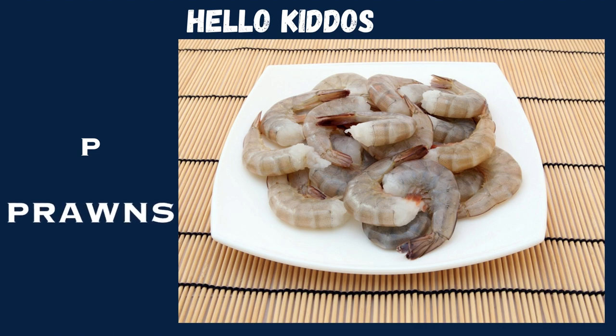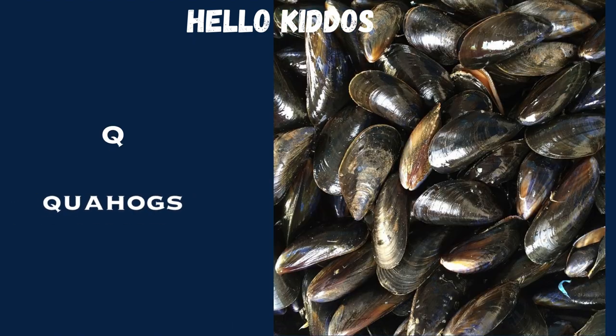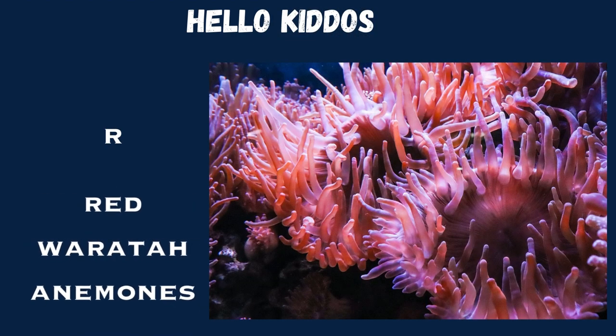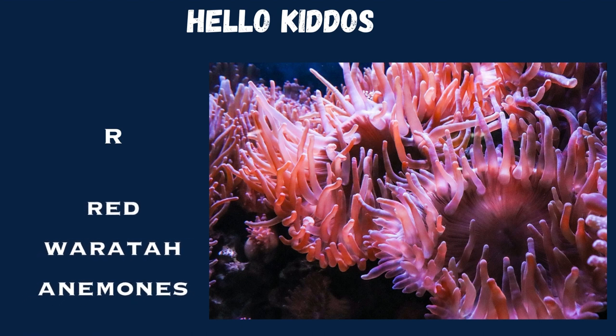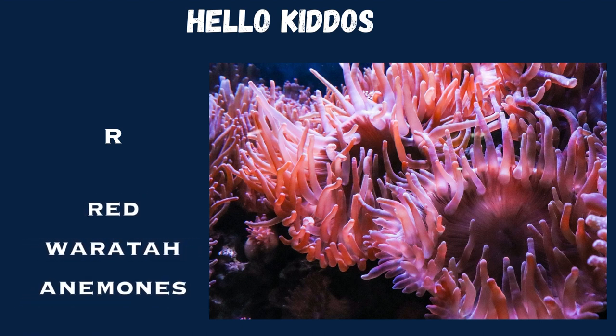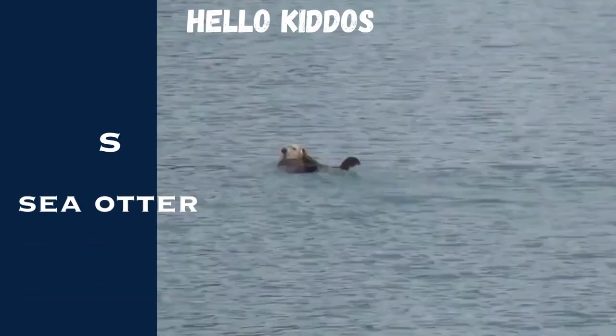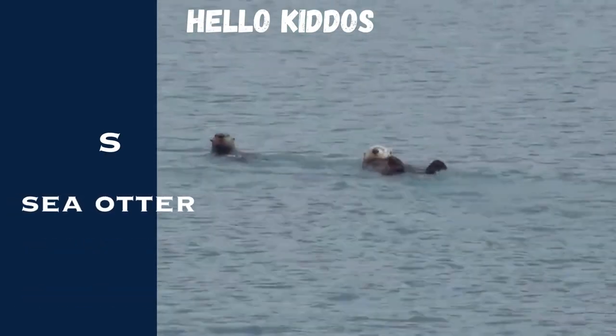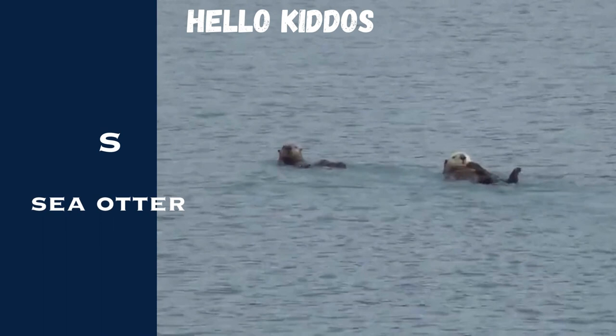P for prawns. Q for quahogs. Q for quahogs. R for red velvet animals. R for red velvet animals. S for sea otter. S for sea otter.